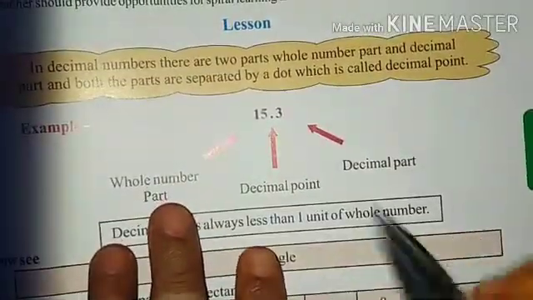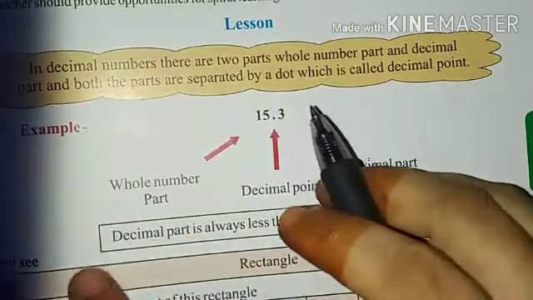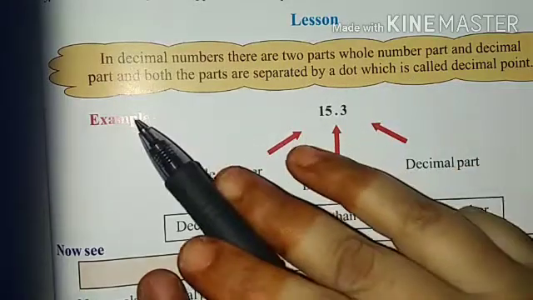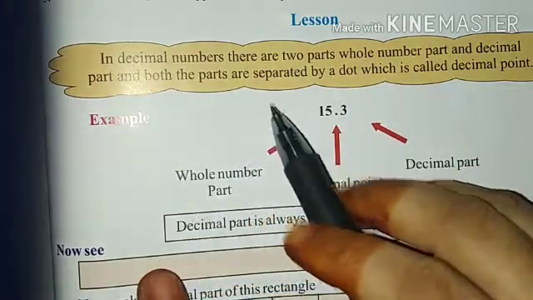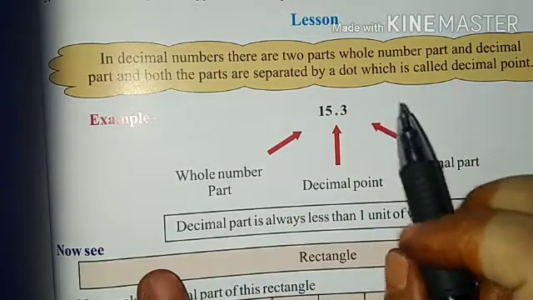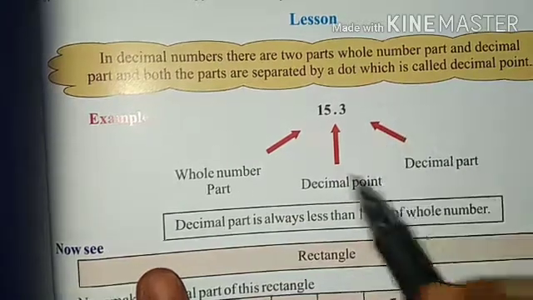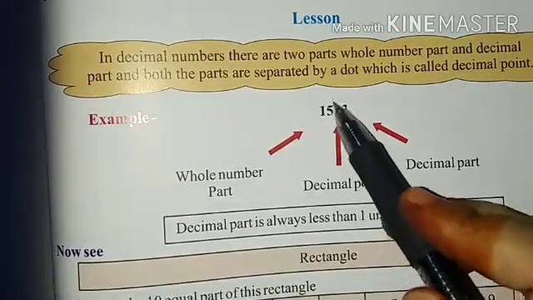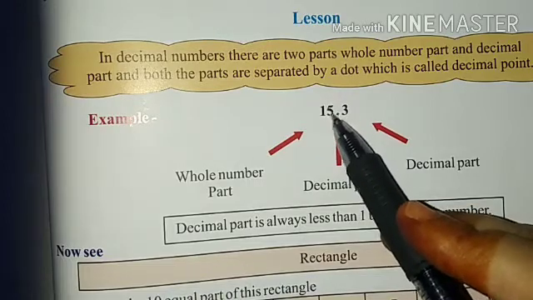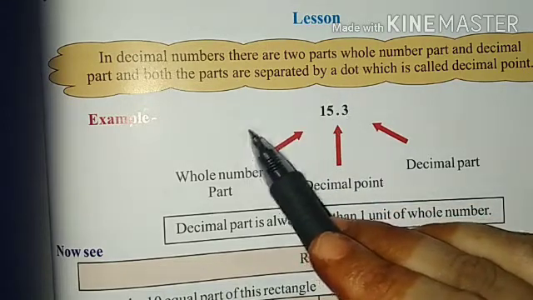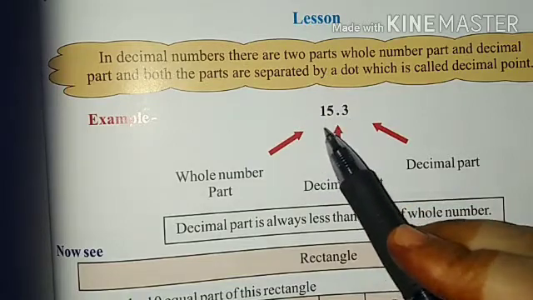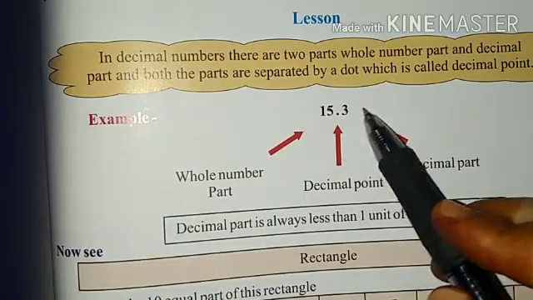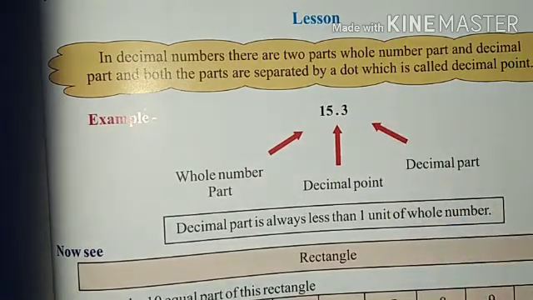In a decimal number, there are two parts: the whole number part and the decimal part. Both parts are separated by a dot, which is called a decimal point. Like you see here the number 115.3. The part just before the decimal is the whole number part. This is the decimal point, and the number just after the decimal is the decimal part.